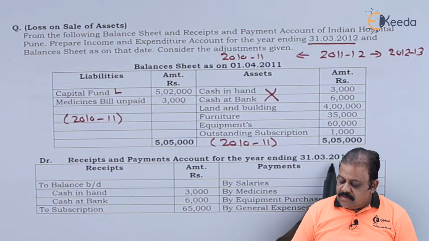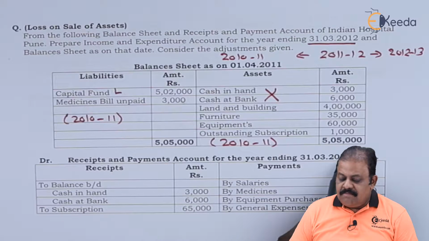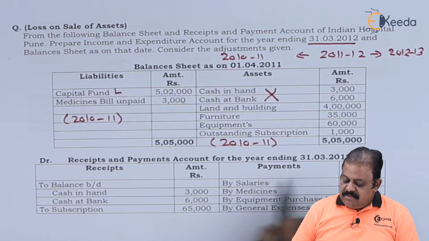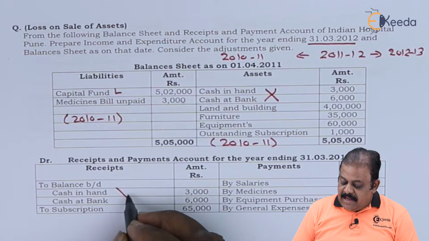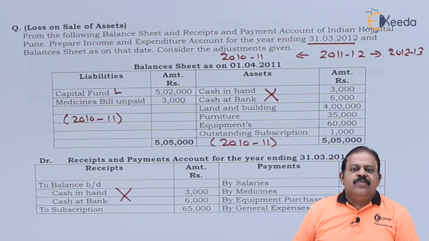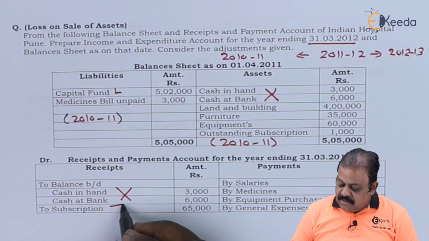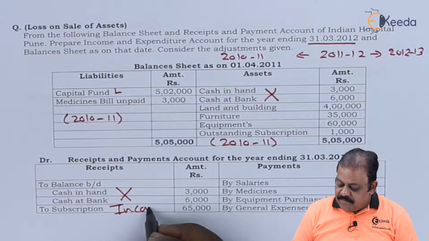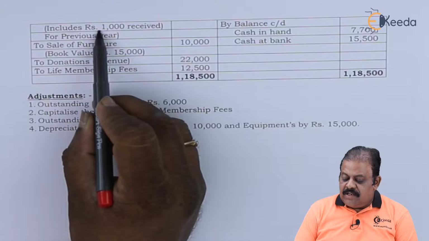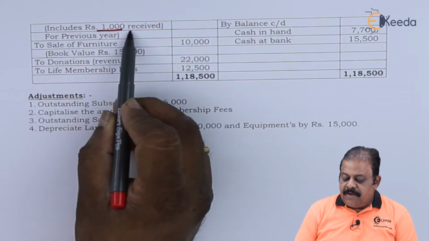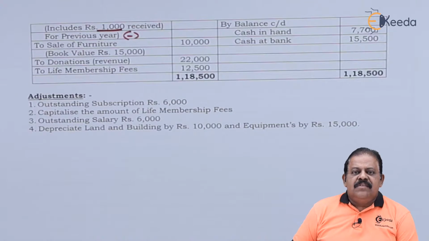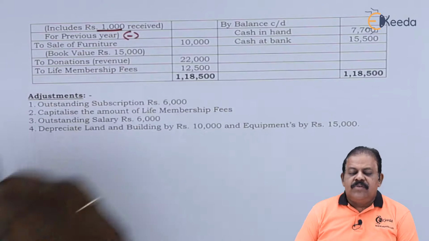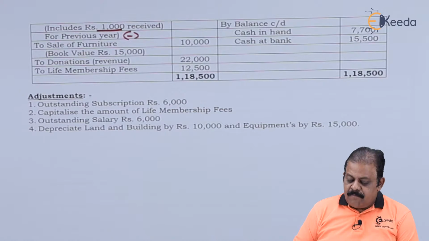Receipts and payment account as on 31st March. They have given here opening balances of cash and bank. Those will not be recorded anywhere in the accounts. Subscription will be recorded as income. Subscription received includes 1000 received for previous year. This will be subtracted from total subscription received.